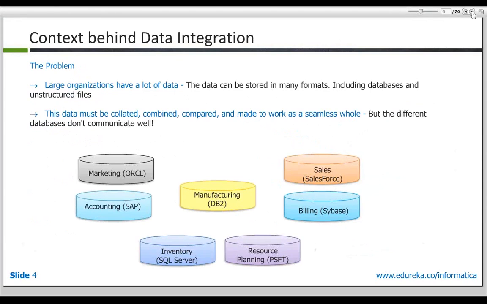So the problem statement says there are large organizations which have a lot of data. The data is stored in many formats, including different databases and unstructured files. The data must be collated, combined, compared, and made to work as a seamless whole. So the organization has different departments. Each department has its own set of applications, set up on different kinds of databases or file systems. Now, as an organization, I want all the information to come to one place.